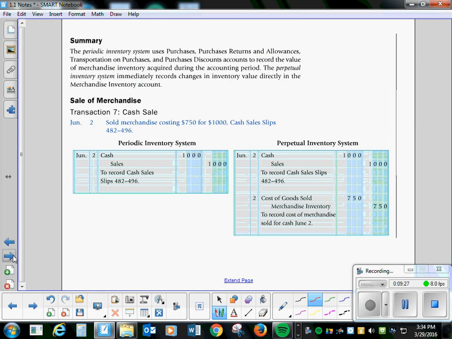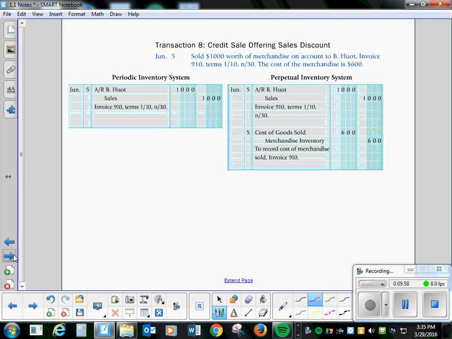Okay, so I think sale of merchandise. So you sold merchandise costing $750 for 1,000. Your cash would go up 1,000. Your sales would go up 1,000. And with the perpetual one, you would have to separate it like this. Okay, so that's another good one to go back and have a look at as well.